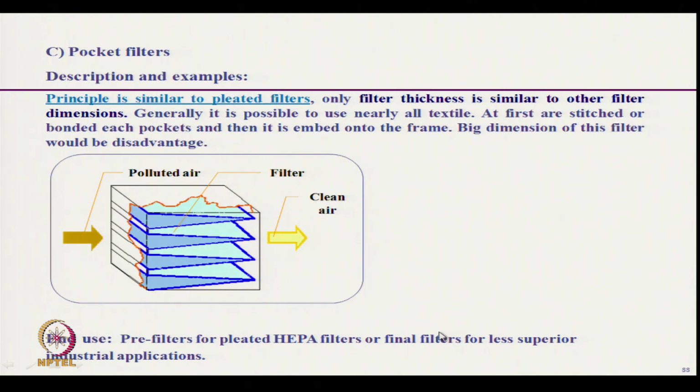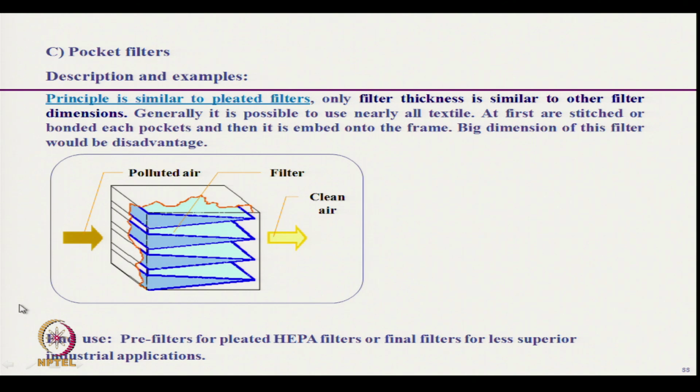So, based on shape, the next filter is called the pocket filter. The shape is almost similar to the pleated filter, but here the filter is placed in a frame. Here the filter thickness is similar to the other filter dimensions. At first they are stitched or bonded to each other to form a pocket, and then it is embedded in a frame. Here a frame is required.